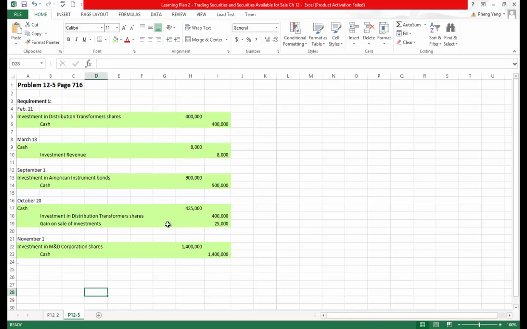And then at December 31st, record any necessary adjusting entries relating to the investments. The market price of the investments, American Instruments bonds, is $850,000 and M&D Corporation shares $1.46 million.